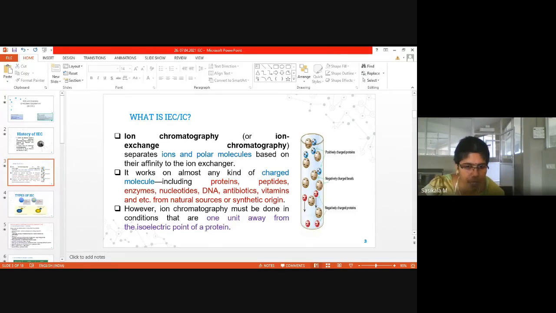How do we choose the pH? One unit away from the isoelectric point. You can take a pH value either more than the pI value or less, one unit away, plus or minus, so that the particular protein gets separated. If it is less than the pI, it will be acidic pH; if it is higher, it will be basic pH. So one unit away from the isoelectric point must be selected as pH through buffers for separation of either cation or anion from a protein.